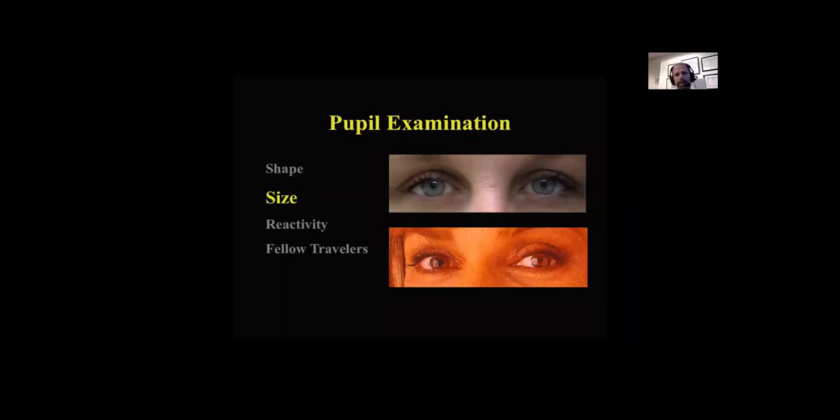The size, I think, is important. I mean, I don't care too much if you say the pupils are 3 millimeters and I say the pupils are 4 millimeters, but I do care if you say they're 3 and one's 3 and one is 3.5, or one is 3 and one is 4.